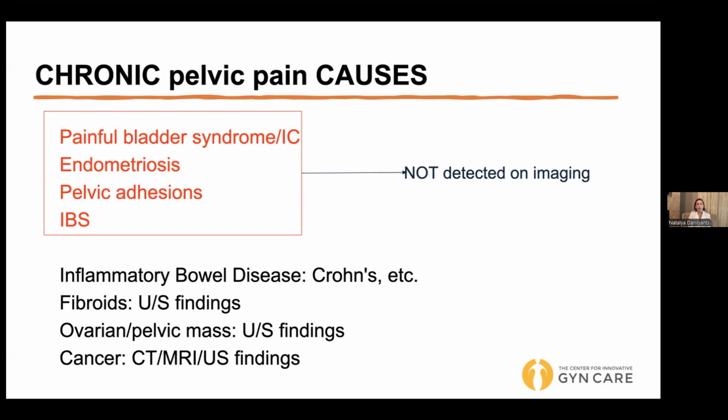And then there are some chronic conditions like inflammatory bowel disease, like Crohn's disease, that will cause pain, but that's diagnosed by a biopsy on colonoscopy. Fibroids are diagnosed with ultrasounds. Ovarian masses or pelvic masses or cysts are diagnosed on ultrasounds. And then cancer, again, can lead to long-standing pain because it hasn't been diagnosed. But again, an imaging study will identify it.